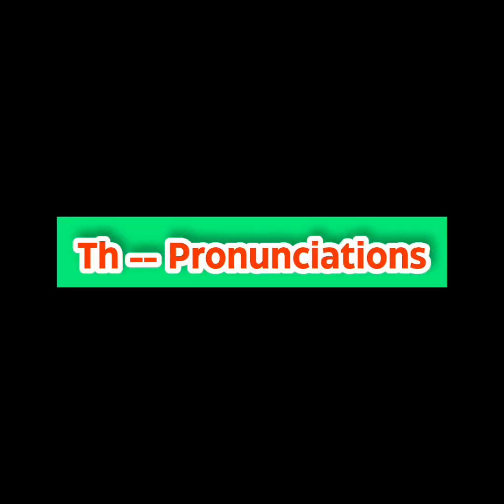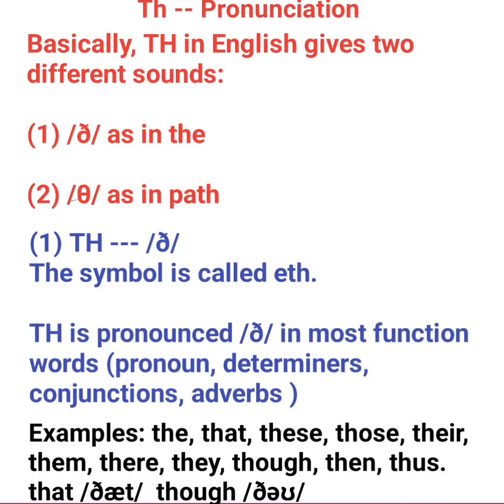Now to the TH pronunciation. Basically, TH in English gives two different sounds. The first one is called eth. Have you seen the symbol number one? So like you have it gives the sound in the. These are the examples: the, that, this, those, there, them, then. That's the first sound that this symbol gives.